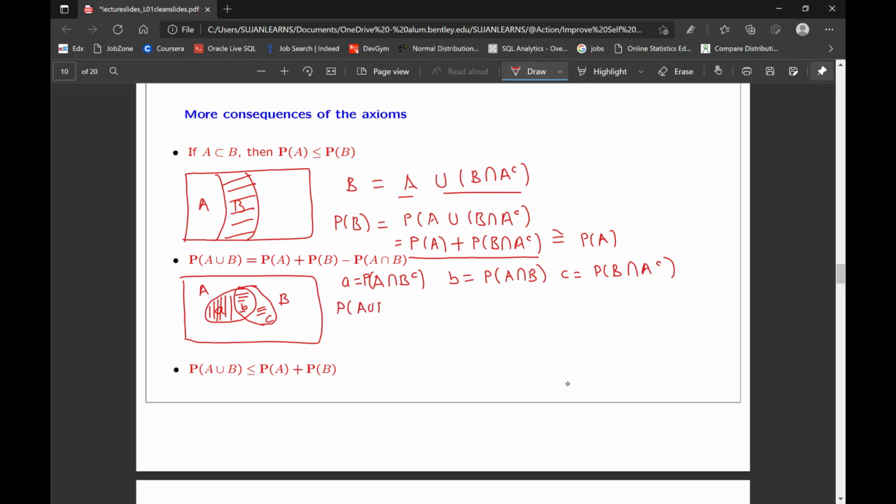Probability of A union B. We know A union B consists of three separate probabilities, which is probability of A, probability of B, and probability of C, by additive axiom.